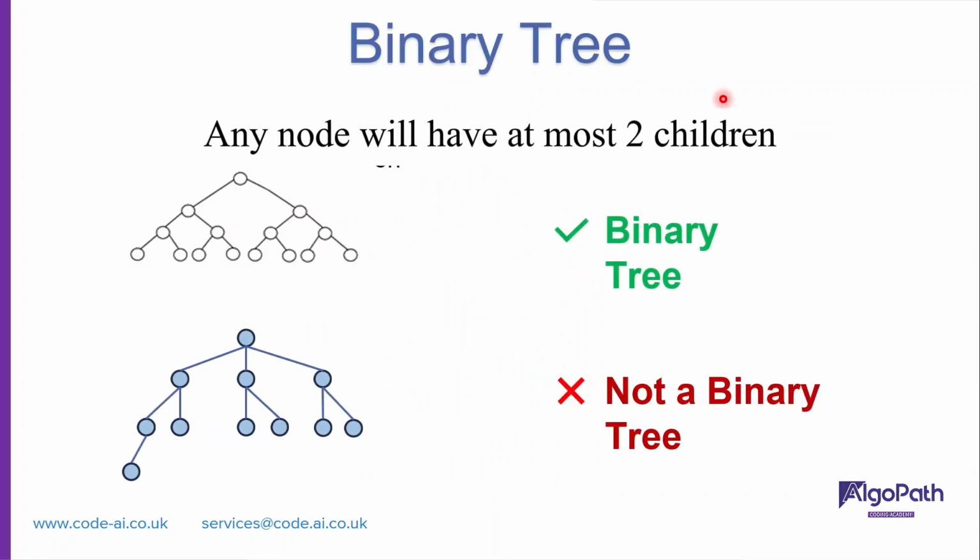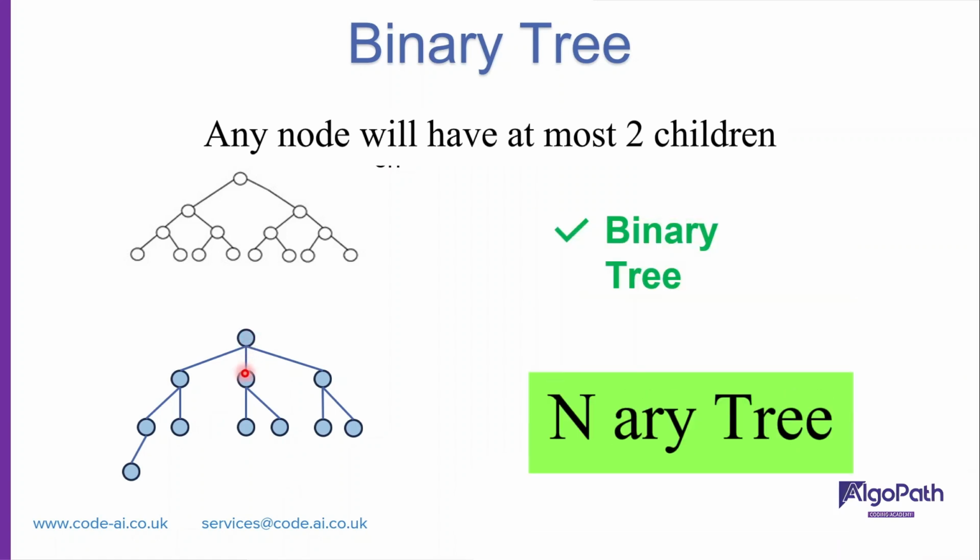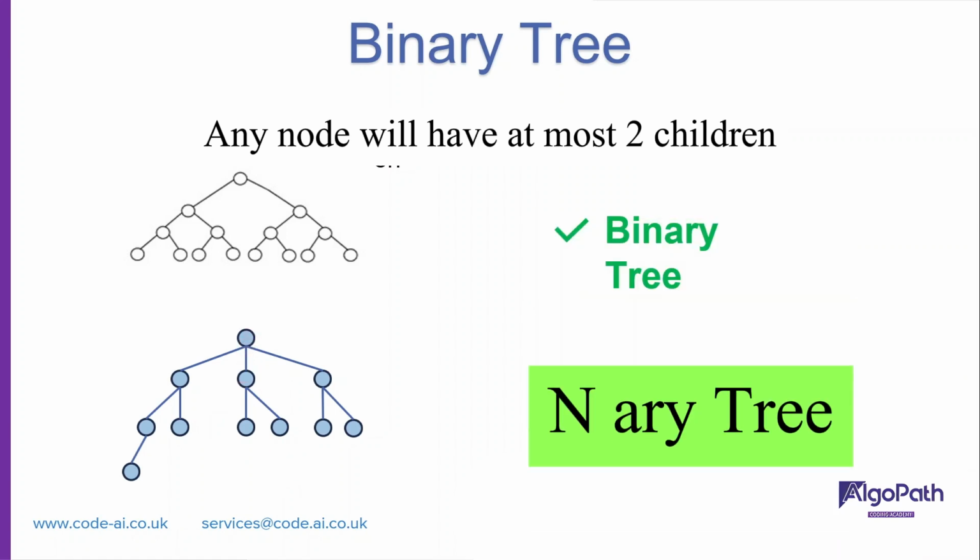Now binary tree. This is a binary tree because for each parent we can see there are at most 2 children. But this is not a binary tree because we can see the root has 3 children. It is called an n-ary tree.